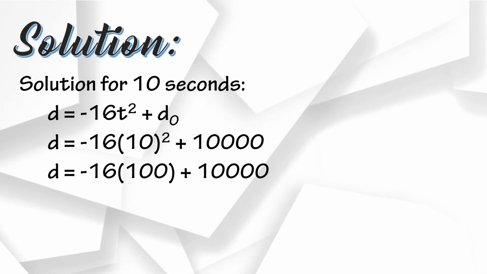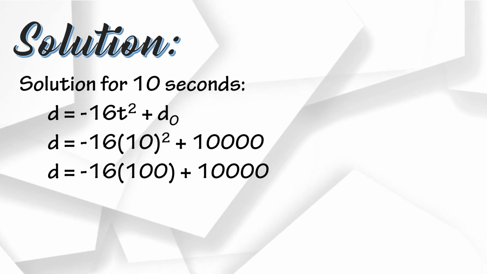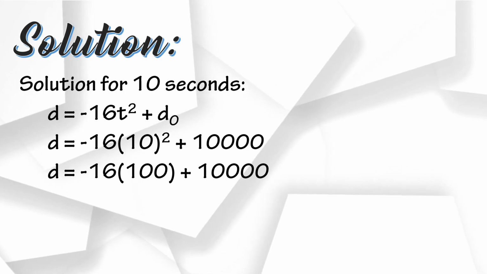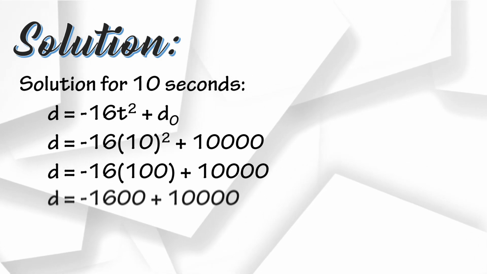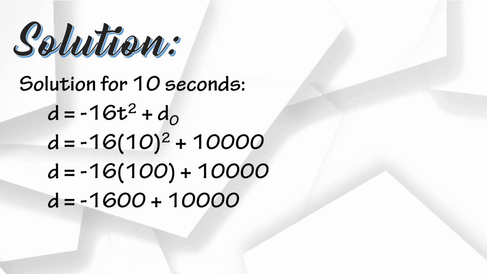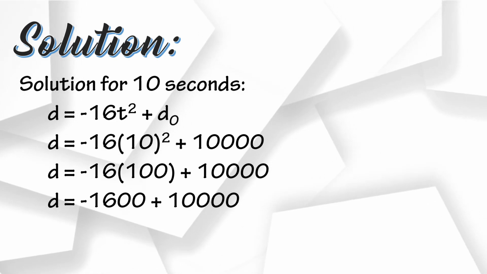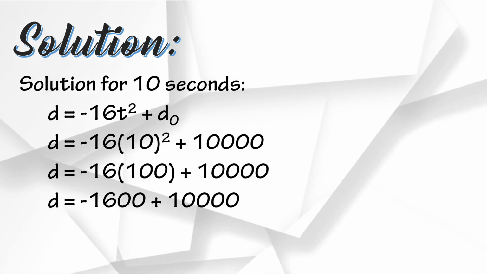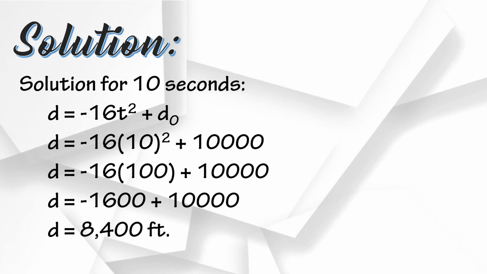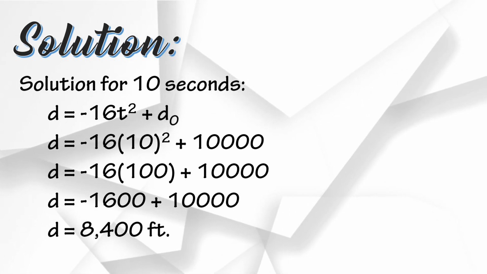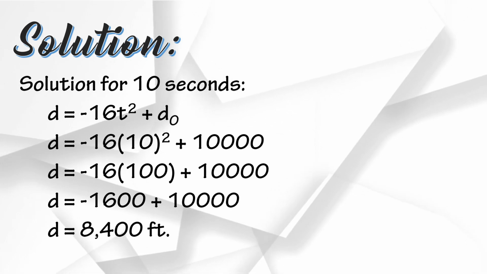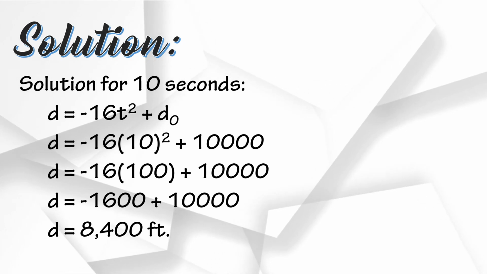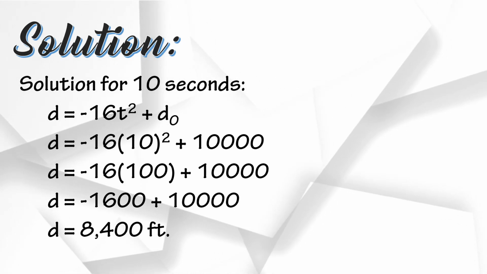Multiplying negative 16 and 100, what will be the product? Correct! It is negative 1,600. Adding it to 10,000, what is its sum? Very good. Therefore, the skydiver is 8,400 feet above the ground in 10 seconds.